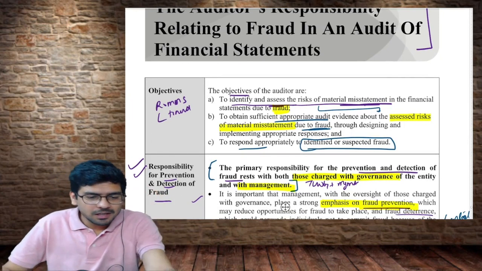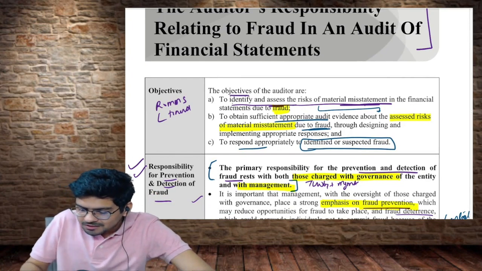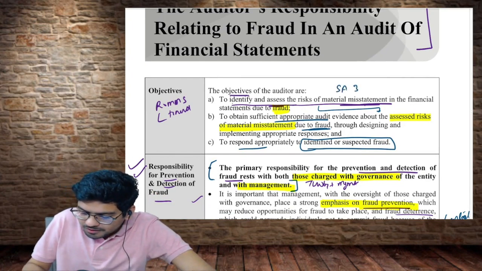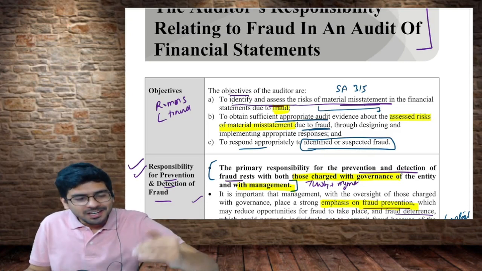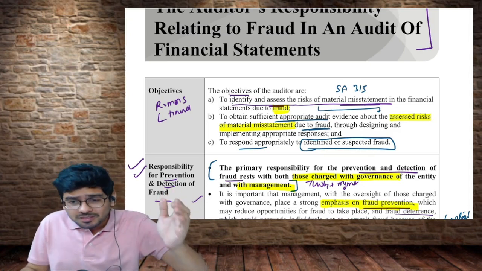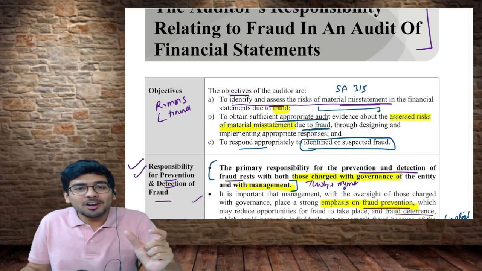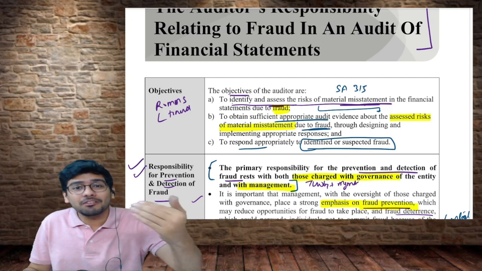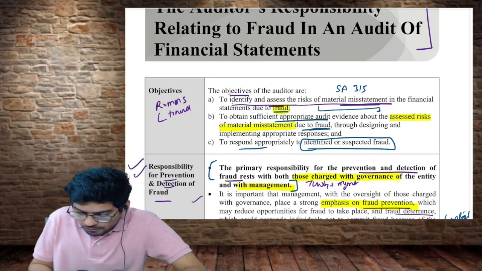Please remember, now you know which is the standard wherein we identify RMMs. Tell me the name of the standard. It says to identify and assess RMMs. This is done as per SA 315. You remember the name of 315? Identifying and assessing the risk of material misstatement through understanding the entity and its environment. So whenever we determine RMMs, it is done using SA 315. But we are more concerned with RMMs with respect to fraud.